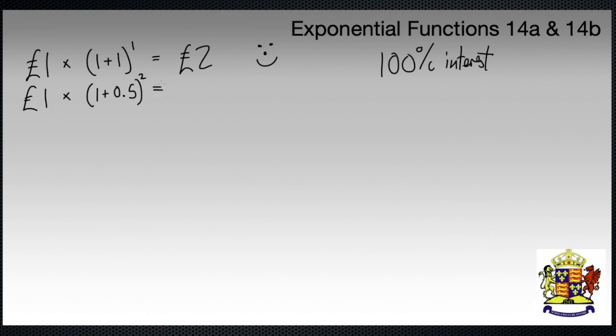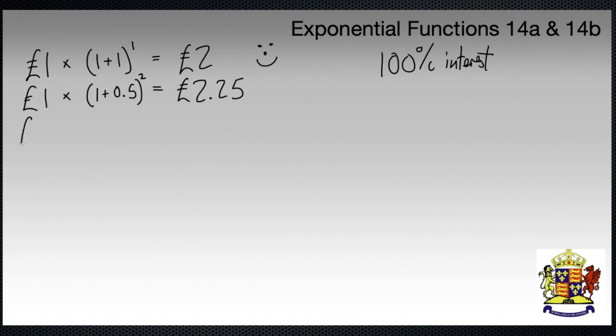So we're going to have them twice. If we do this, get the calculator out, I'm going to do 1 times 1.5 squared, and you get £2.25. Okay, even better. That's great.